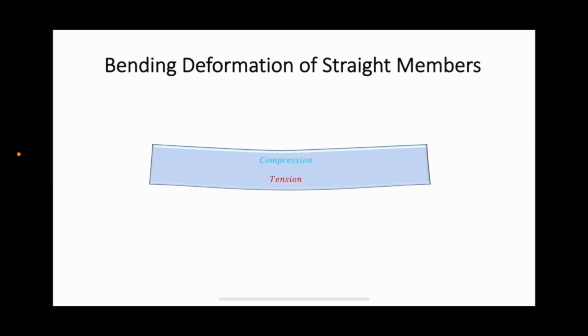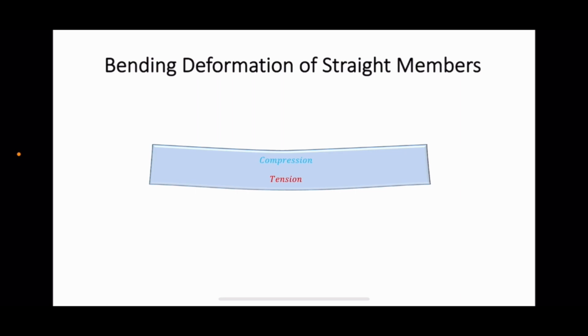Let's say here is the original undeformed shape of a beam. If it is subjected to a positive bending moment, here is how it will deform. In this case, we can see that the top fibers of the beam are contracted, meaning compression, and the bottom fibers are elongated or in tension.